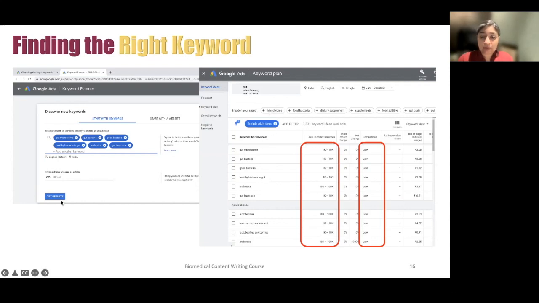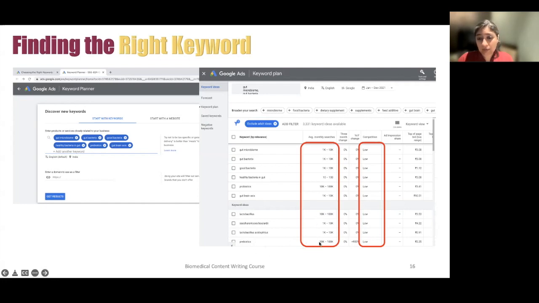when you press get results, this is the page that you would get. You will get the keywords that you chose to incorporate and the results for that, as well as keyword ideas that Google thinks you should incorporate in your content as well. So we're looking at average monthly searches and competition again. We're looking at how many times the keyword has been searched for in a month, right? Probiotics over here is 10,000 to 100,000, and there's low competition. So this is a good keyword to use.